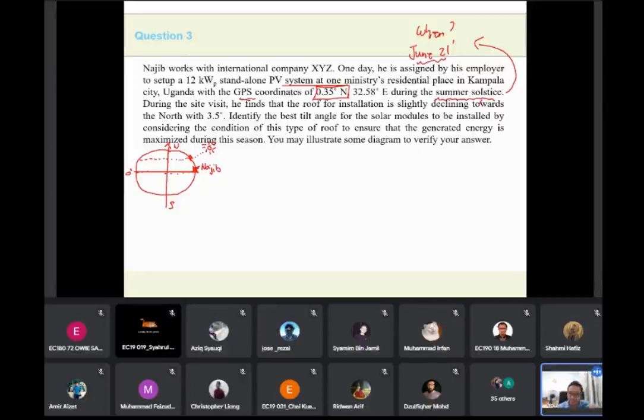So we know the location of Najib, and next we know the location of the sun. From the drawing, what hypothesis can you make? What can you assume from here? We are not doing the calculation yet. But first we assume what will happen. From here, what can you understand? Facing to the north.